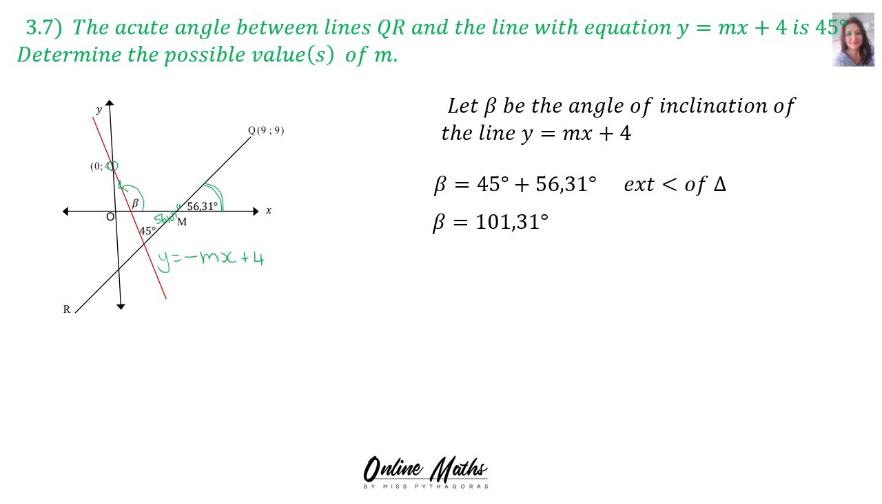It's 101,31. And again, since we called it an angle of inclination, we can use the formula m = tan beta. Beta is 101,31. Don't use shift, put it in your calculator, and the gradient m is equal to -5. So in fact, that line's equation is y = -5x + 4.